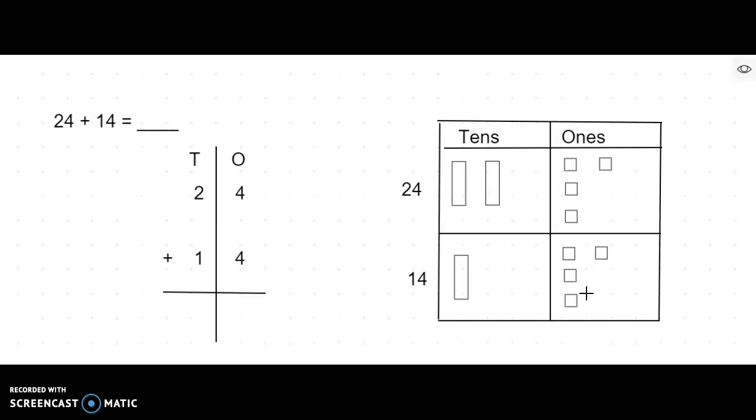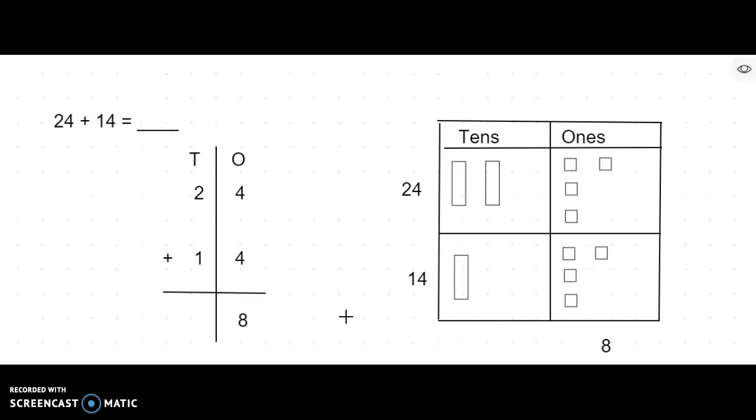to make my whole. So now that I've showed you my two strategies, let's use them to solve 24 plus 14. So I always start by looking at my ones. You always start with your ones. I have 4 plus 4. Let's count them up. Ready? Okay, let's go. 1, 2, 3, 4, 5, 6, 7, 8. 8 ones. I have 8 ones. 4 plus 4 equals 8.